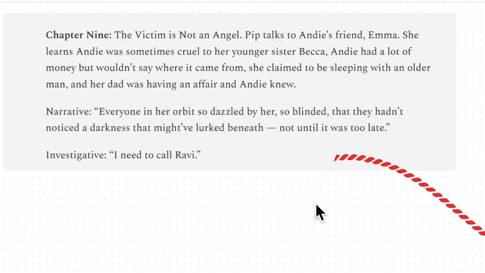But basically, Pip talks to Andy's friend, Emma. She learns Andy was sometimes cruel to her younger sister, Becca. She learns Andy had a lot of money, but wouldn't say where it came from. She learns that Andy claimed to be sleeping with an older man, and that Andy's dad was having an affair, and Andy knew.